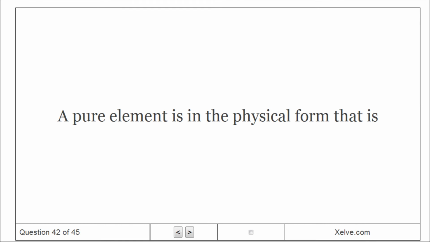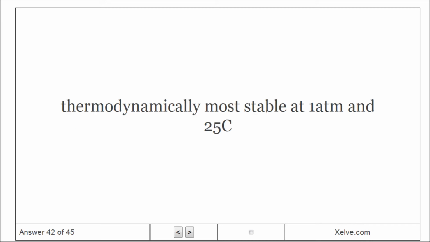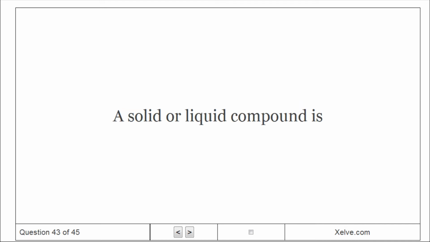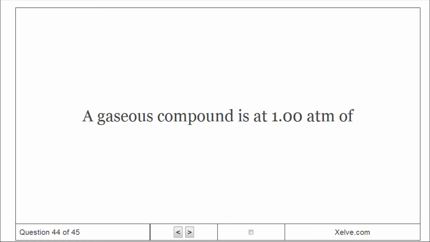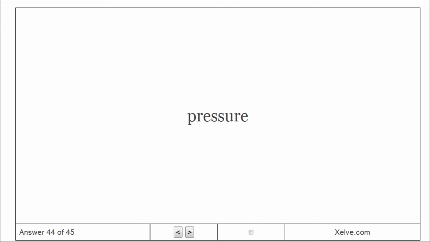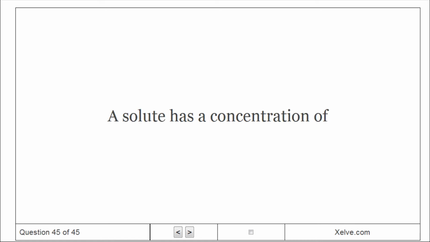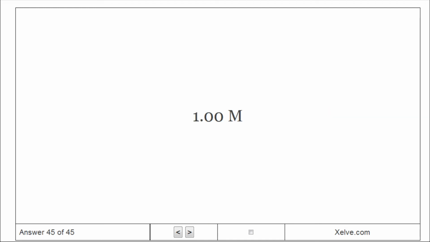A pure element is in the physical form that is thermodynamically most stable at 1 atmosphere and 25 C. A solid or liquid compound is pure. A gaseous compound is at 1.00 atmospheres of pressure. A solute has a concentration of 1.00 m.